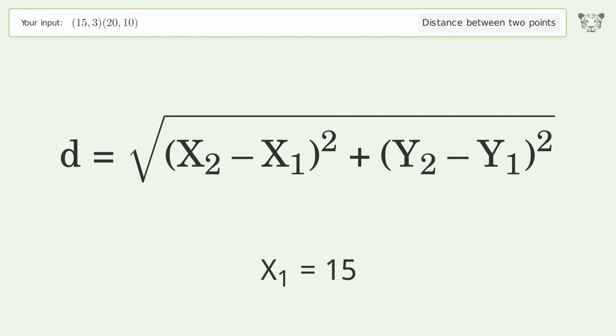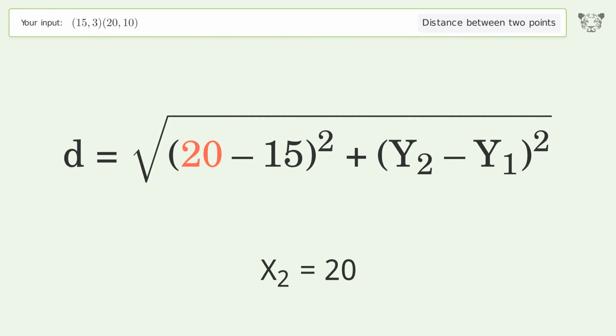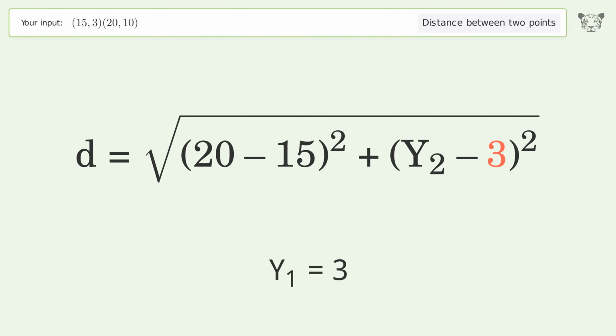x1 equals 15. x2 equals 20. y1 equals 3. y2 equals 10.